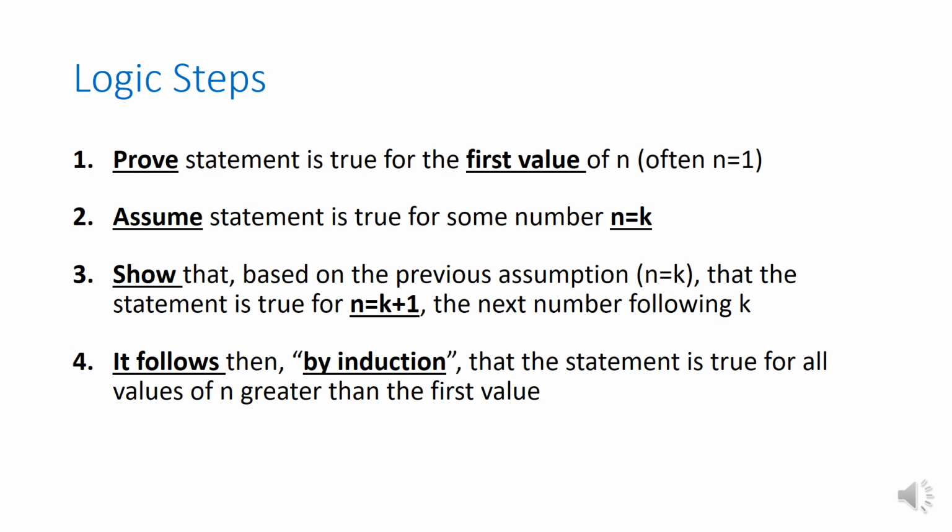So if we've started with it being true for n equals 1, therefore it must be true for the next number up, n equals 2, and if it's true for n equals 2, it must be true for n equals 3, and so on, and for all the natural numbers after that.